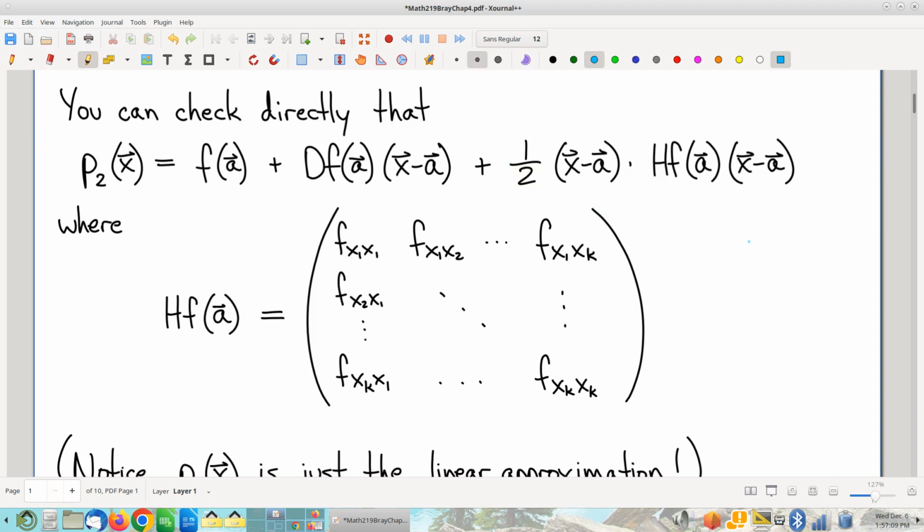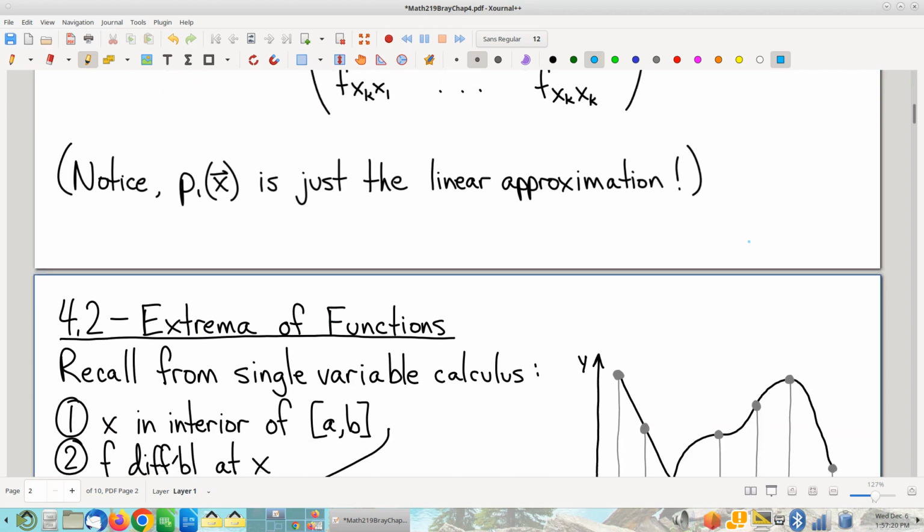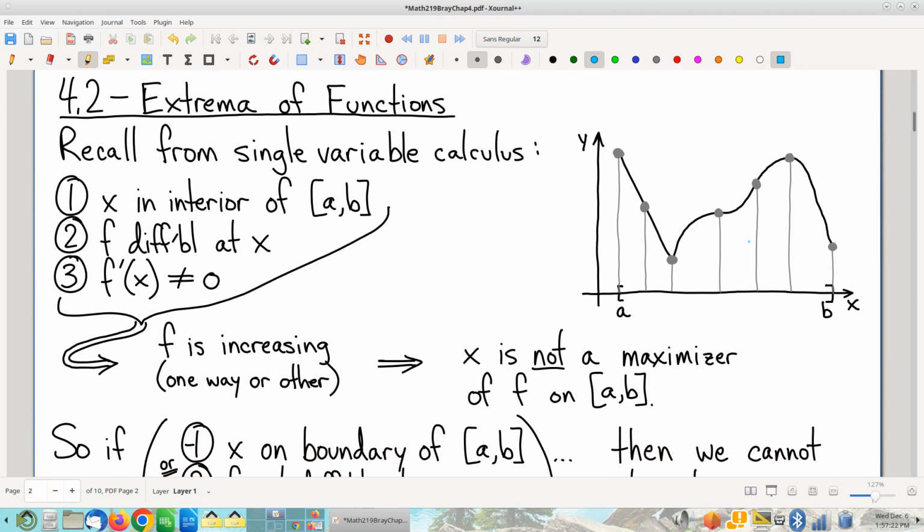Okay. That's really all I need to tell you about section 4.1. It's otherwise just examples and stuff you've already seen before, namely single variable Taylor polynomials. So moving on then to 4.2. Everybody all right?